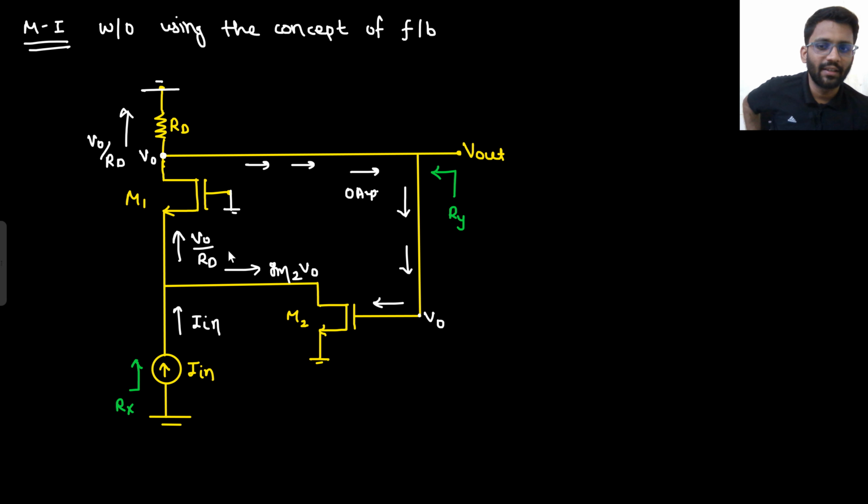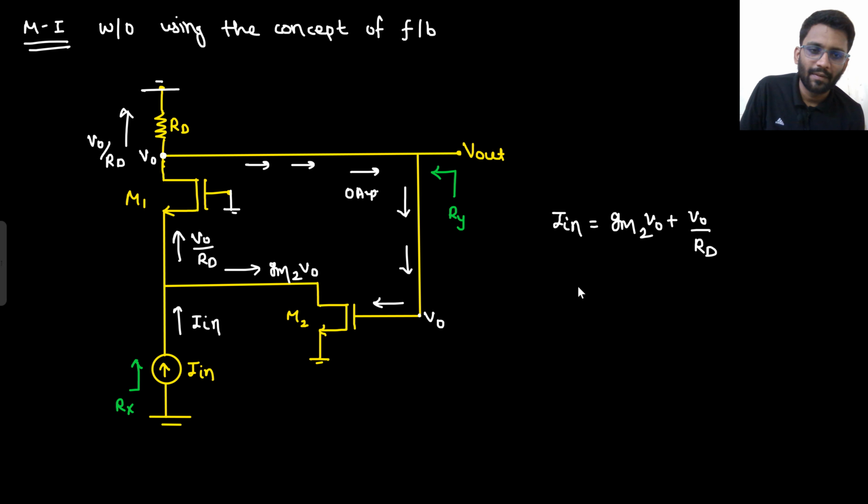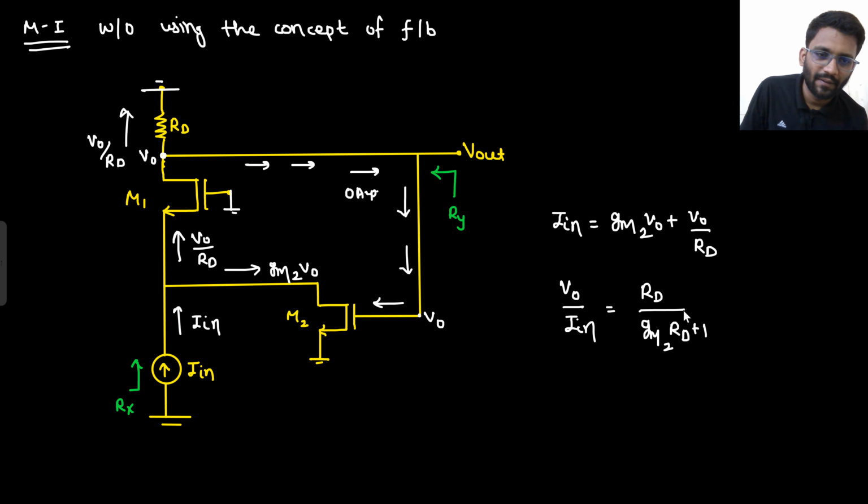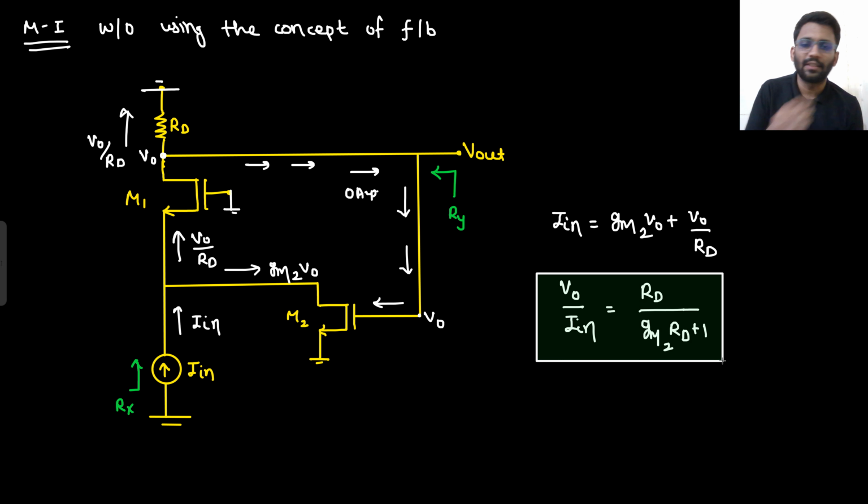So my target was to find V naught by I in, right? V naught by I in. So let's find it out. What you can say? I in is equals to GM2 V naught plus V naught by RD. So what will be your V naught by I in? That would be RD upon GM2 RD plus 1. That's it. This is the first answer without using the concept of feedback.